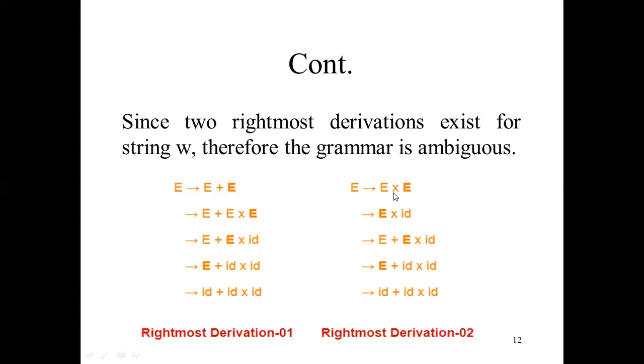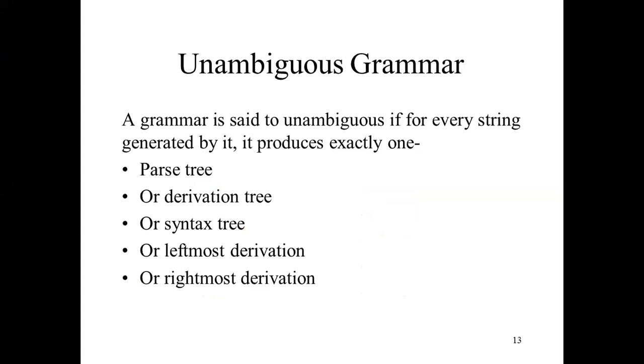Okay, so in both the cases we have already seen that we are getting two derivations, either leftmost or rightmost, or two parse trees. It means the grammar is ambiguous. Okay, this is called the faulty grammar. Now what is the unambiguous grammar? In the preceding one we have already seen that we are getting more than one leftmost derivation, more than one rightmost derivation, more than one parse tree, more than one syntax tree. We can also call it the syntax tree. Then it is called the ambiguous grammar.